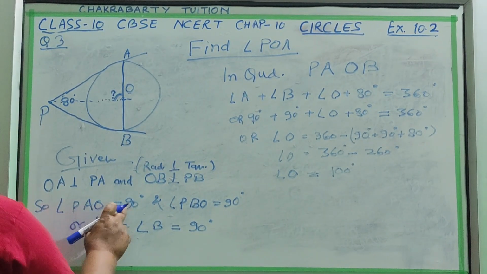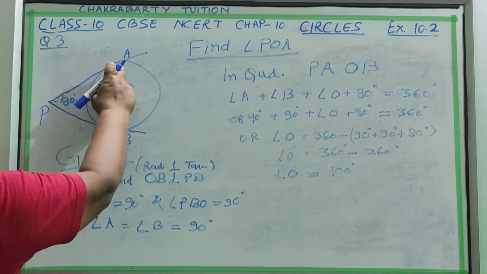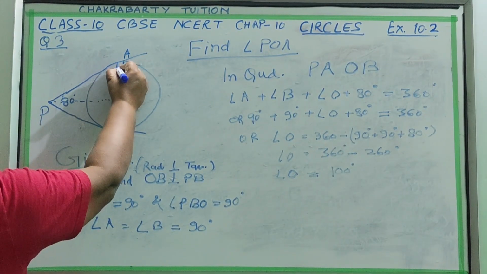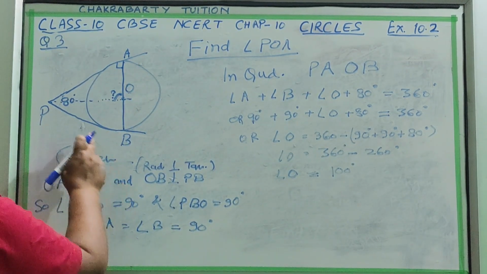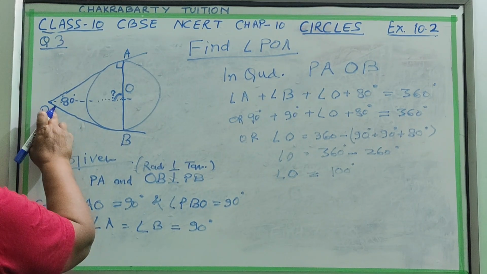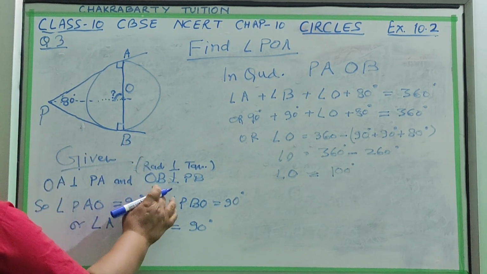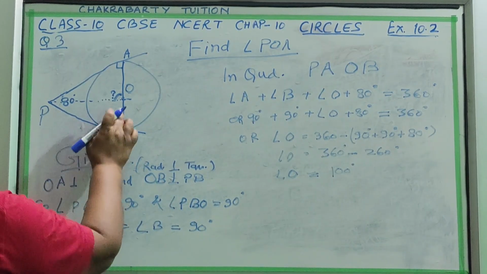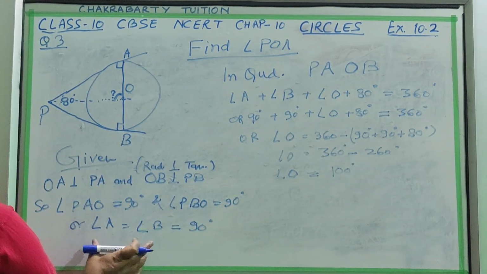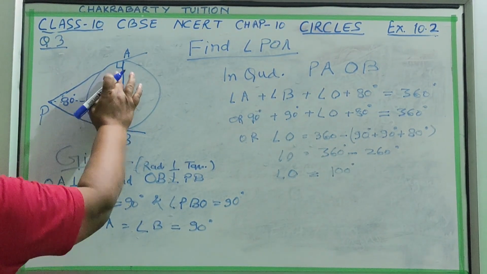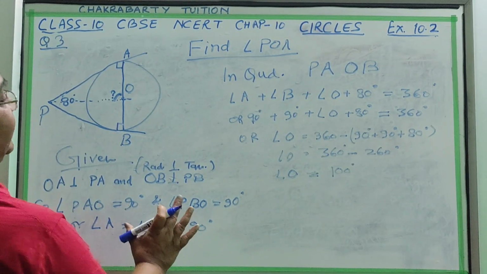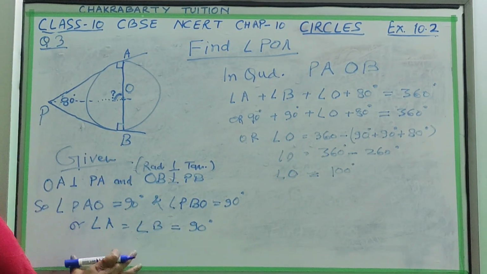Now that's why in PAO, the angle will be 90 degrees, and similarly in PBO, this angle will also be 90 degrees. It means angle A and angle B are both equal and 90 degrees. Okay, so this given portion is over.